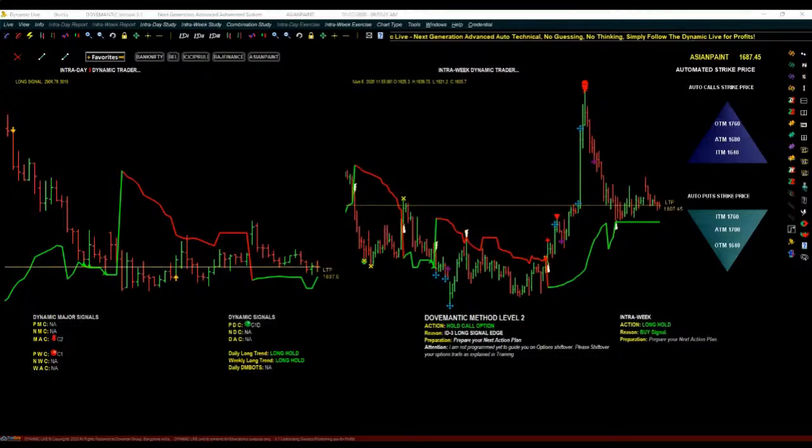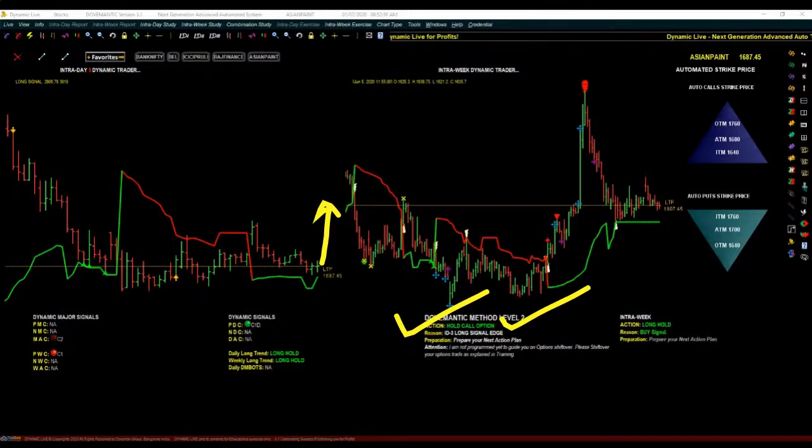Well, here is Asian Paint. As we saw yesterday, even in the live markets, the action is still telling us hold call option, so hold on to it. So as the price manages to move up, you may get an exit. Wait until it very clearly tells you to exit the call option.